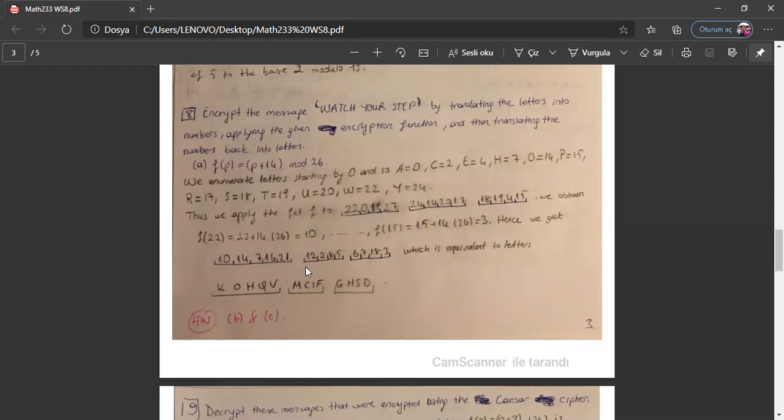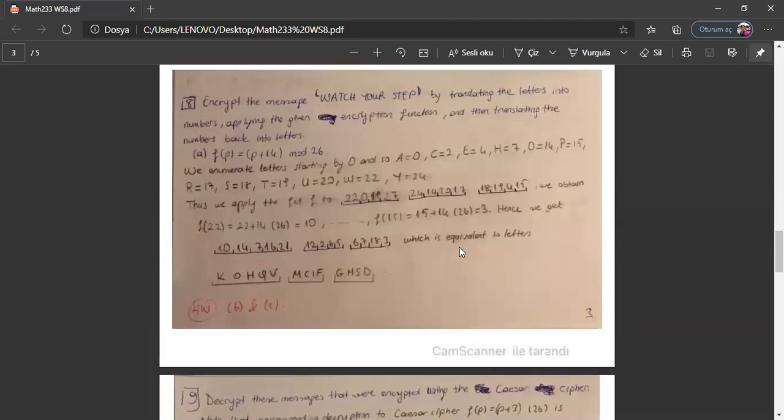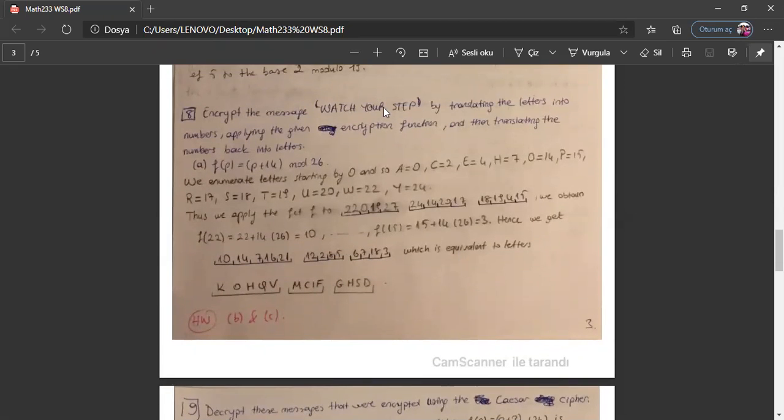Now we don't rewrite, but we translate them into letters. As I said before, if you have the alphabet starting from 0 and computing like that, you will obtain that 10 is K, 14 is O, and like this, you will obtain this message. So to encrypt this message, watch your step, we have these computations, and finally, we have these letters.